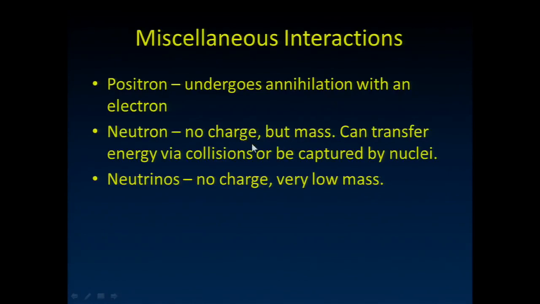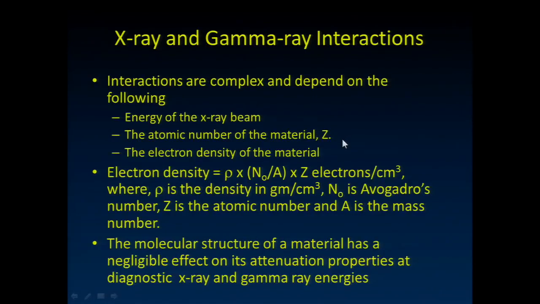The neutron we haven't talked about. It has no charge, but it has mass, and so it can transfer energy via collisions or be captured by the nuclei. And when it has collisions, frankly, what it does is it ends up launching out some of those other particles, be they electrons, which we've talked about here, or protons or other things. Neutrinos I'm not going to talk about. They have no charge, extremely low mass. They don't really interact with anything. I mention them only because I want people to keep neutrons and neutrinos separate from each other, okay?